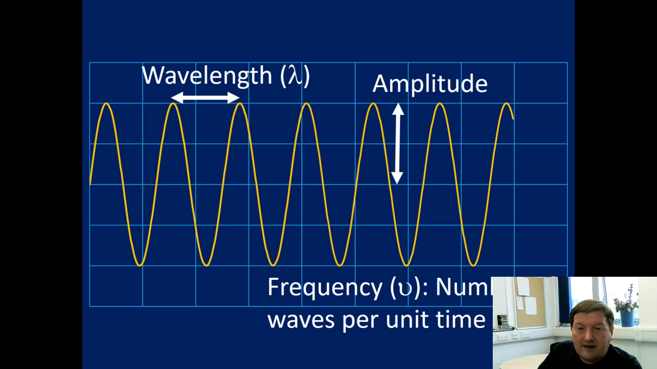And we have frequency, given the symbol mu, and that's the number of waves per unit time, which is in hertz. And hertz just means seconds to the minus one, per second.